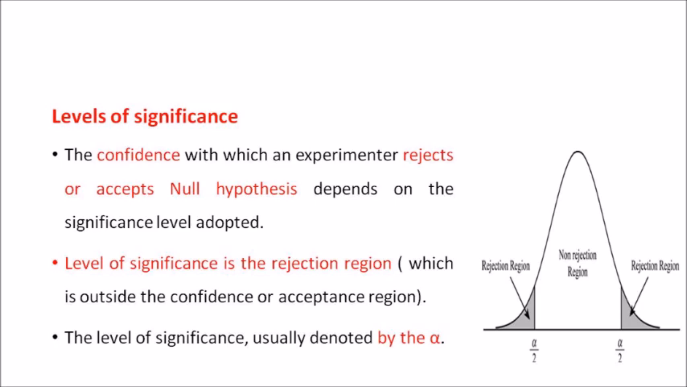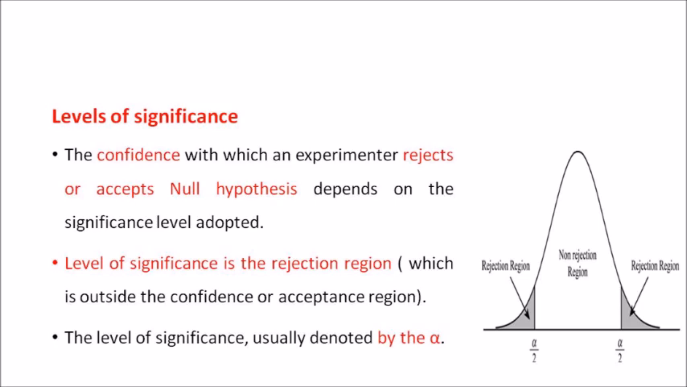Clear? So what is the level of significance? It is the confidence with which an experimenter can reject or accept the null hypothesis depending on the significance level adopted. Clear? Make it clear. Again I am telling, it is the confidence with which an experimenter can reject or accept a null hypothesis depending on the significance level adopted. You have to learn this sentence by heart. This is asked like this: what does the level of significance mean?